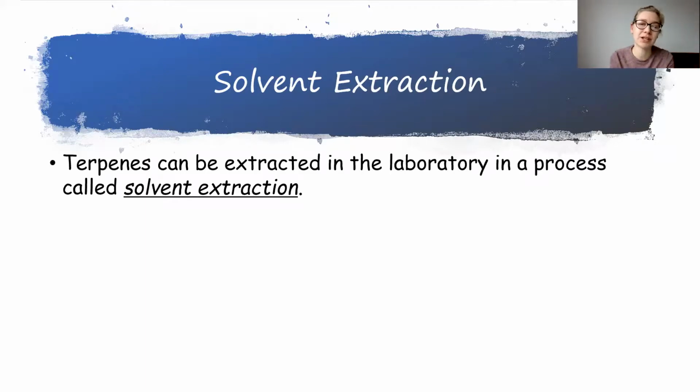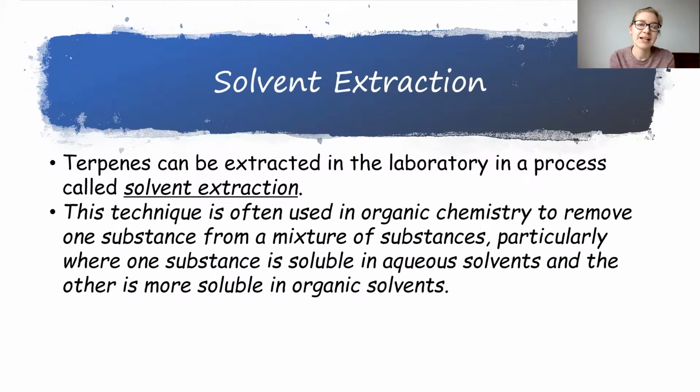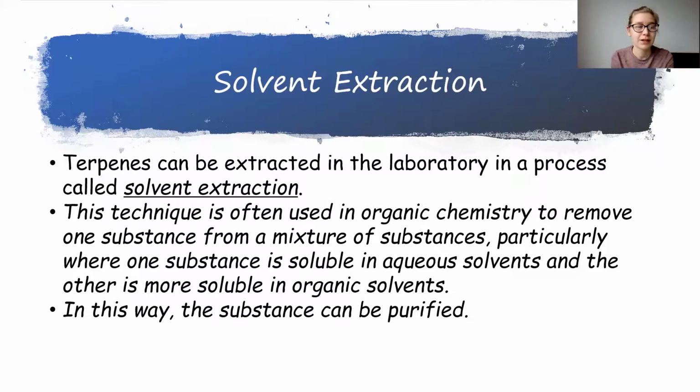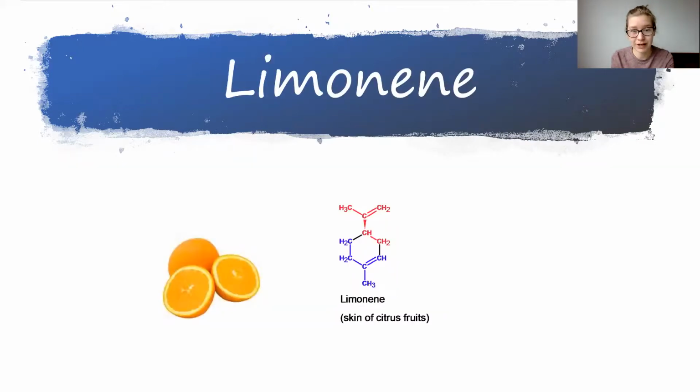So terpenes can be extracted in the laboratory in a process called solvent extraction. I've just put this in italics so that you know not to copy it directly, that's okay. This technique is often used in organic chemistry to remove one substance from a mixture of substances, particularly where one substance is soluble in aqueous solvents, so that's something watery, and the other is more soluble in organic solvents, so something like hexene would be an example of an organic solvent. In this way, the substance can be purified.